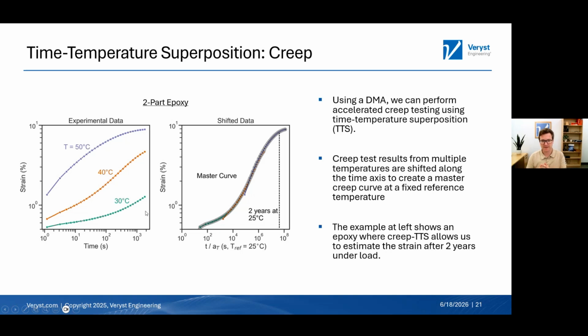But with this process of TTS, we shift these curves along the time axis until we get a self-similar master curve. You can see the results: the green 30 degrees C, the orange 40 degrees C, and the purple 50 degrees C. When you shift them along the time axis, you get this self-similar curve that we call the master curve. Using this process, we're able to extrapolate out to about 2 years at room temperature to see how much strain we're going to get in the material.